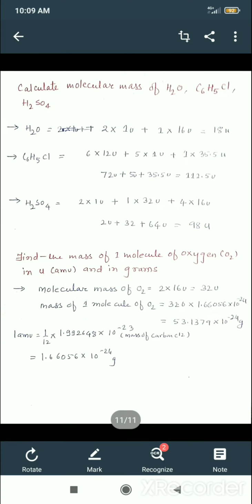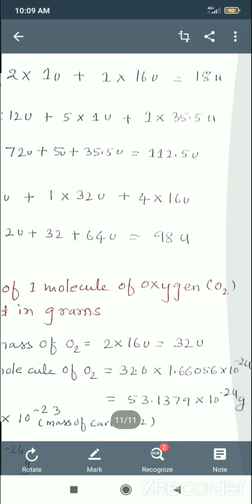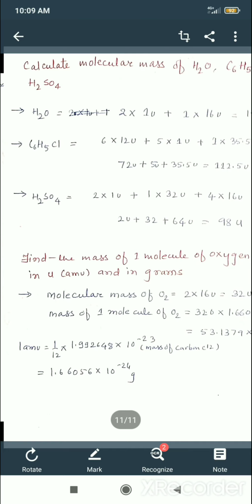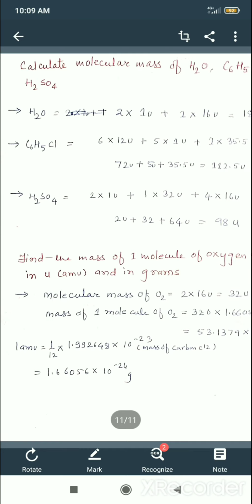It is an oral problem. C6H5Cl: 6 carbons, so 12 times 6 is 72. 5 hydrogens, 1 each, and chlorine 35.5, so 72 plus 5 plus 35.5, the answer is 112.5 molecular mass.